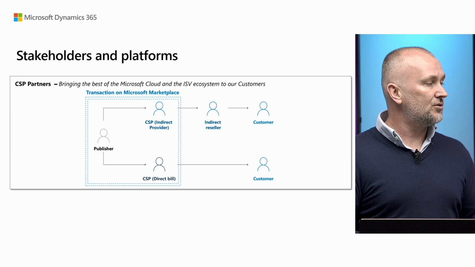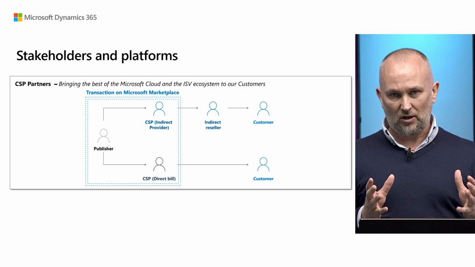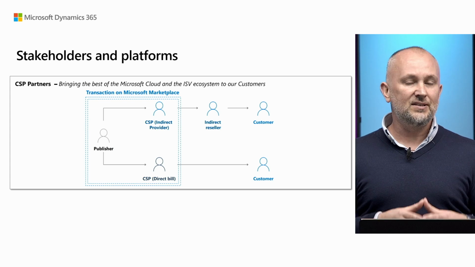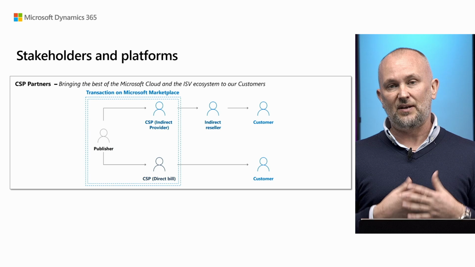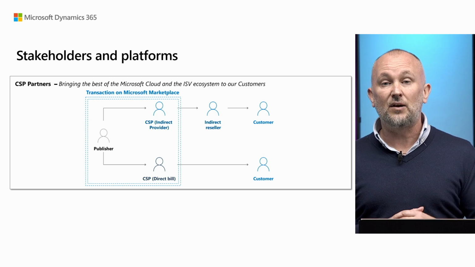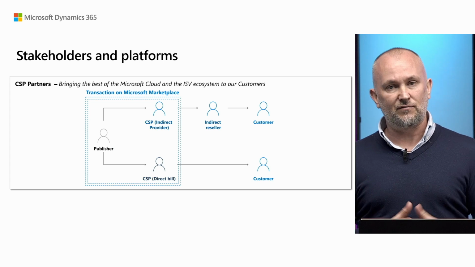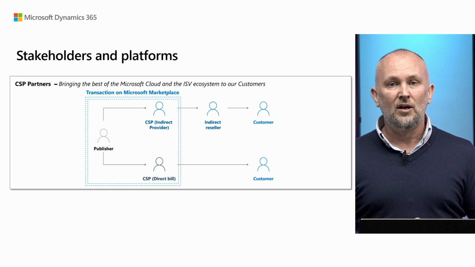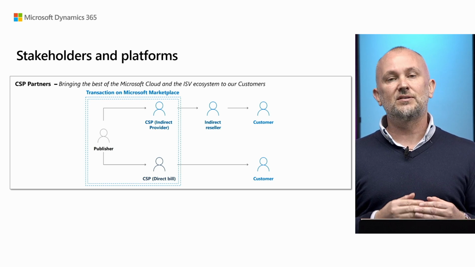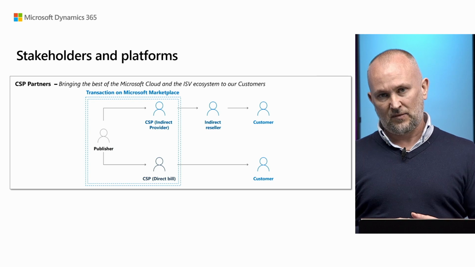Everything that Peter is going to show you here is basically what you can see in the squared box, because this is the interface, the user experience that we make available to CSP directs or CSP indirect providers. Indirect providers, think of, for example, TD Synnex, also Arrow, and there are so many more. They have their own ordering system that they make available to their resellers.